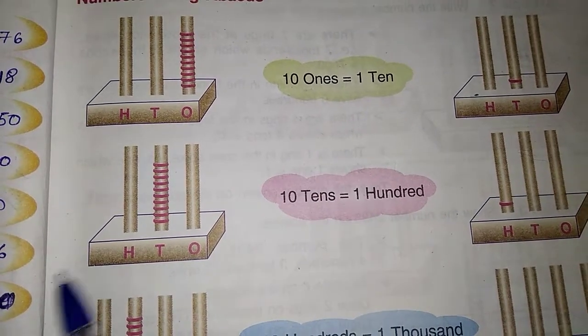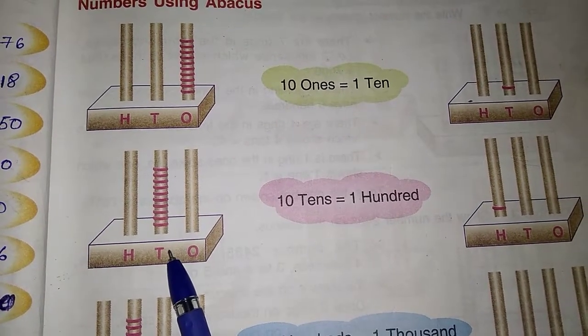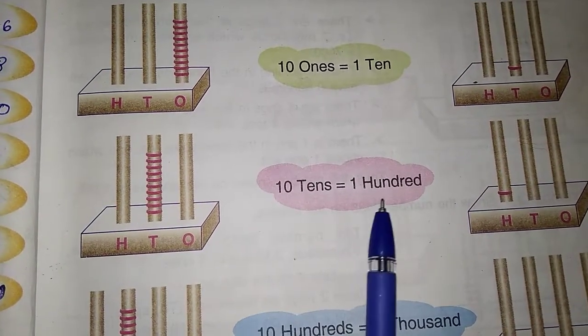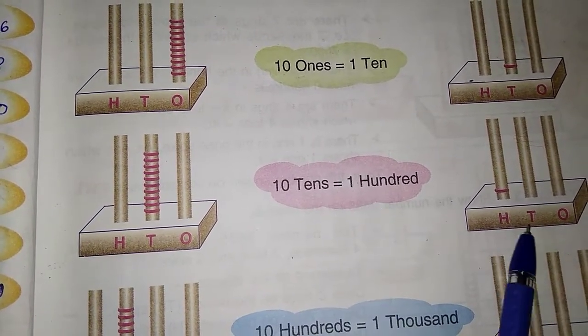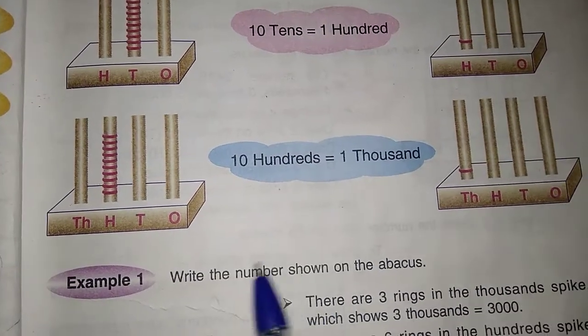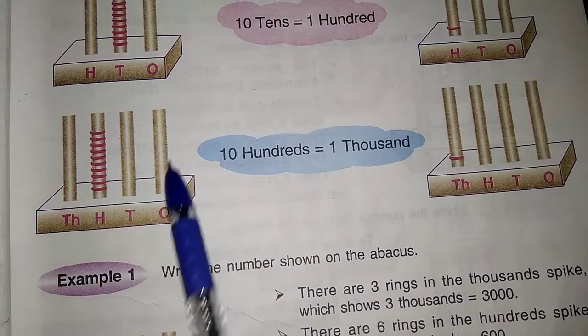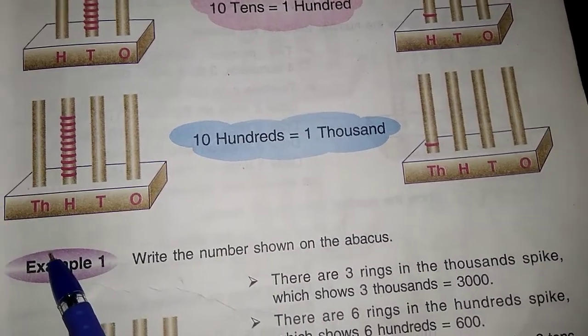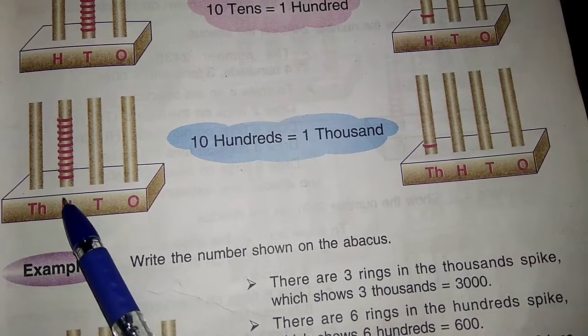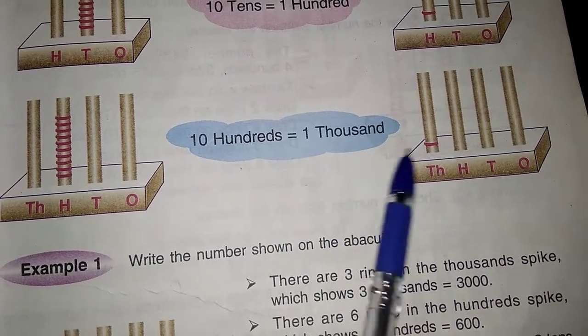10 tens. In a tens spike, there are 10 rings. Is equal to 100. Now 10 hundreds, in a 100 spike there are 10 rings. 10 hundreds means, children, 1000. You can see here.